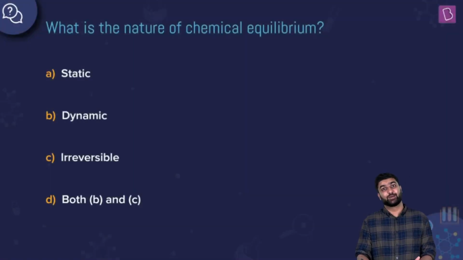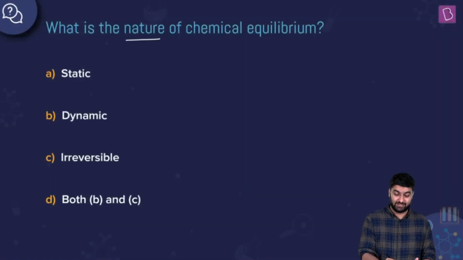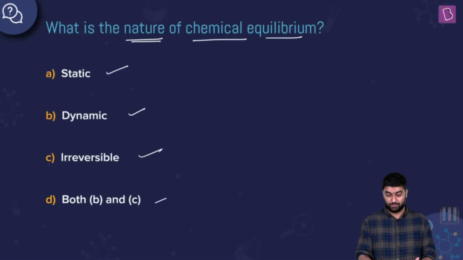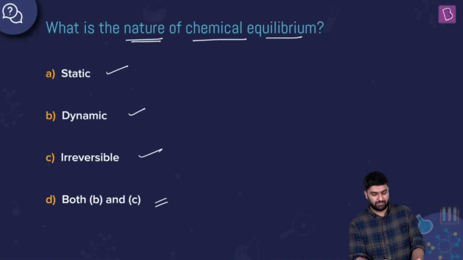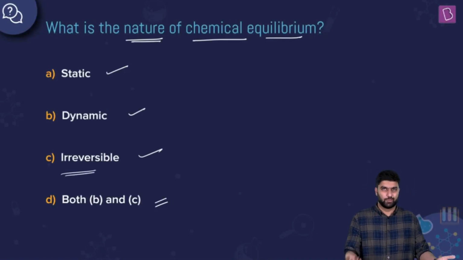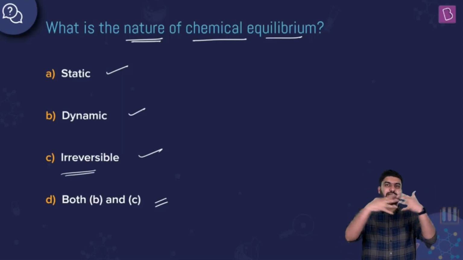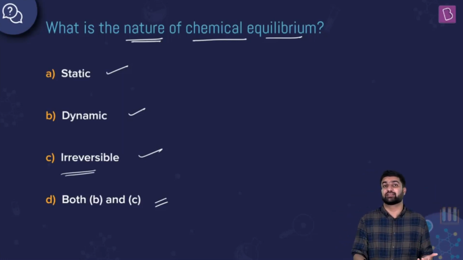All right, let's take a look at this question, right? It's saying, what is the nature of chemical equilibrium? The options are static, dynamic, irreversible, both B and C. First of all, not irreversible, right? We need reversible. We need reactions that counter each other's effect out.